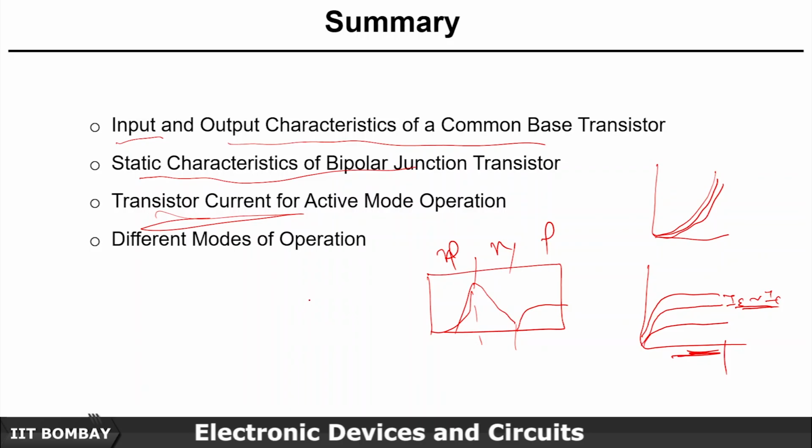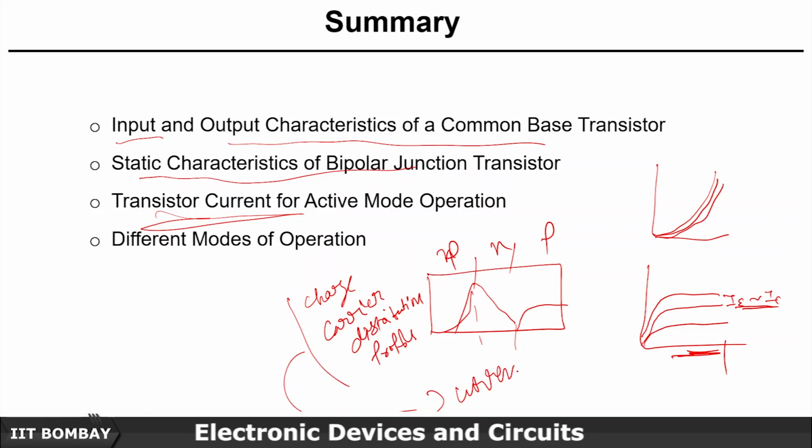Okay, and current, which is very very important. Once you know the charge carrier distribution profile, then from there you can calculate the current. Okay, and in the last we talked about the different modes of operation. There can be 4 possible modes: active, saturation, inverted active, and cutoff. Active is the most useful, where we will be transferring the current from low resistance to high resistance.